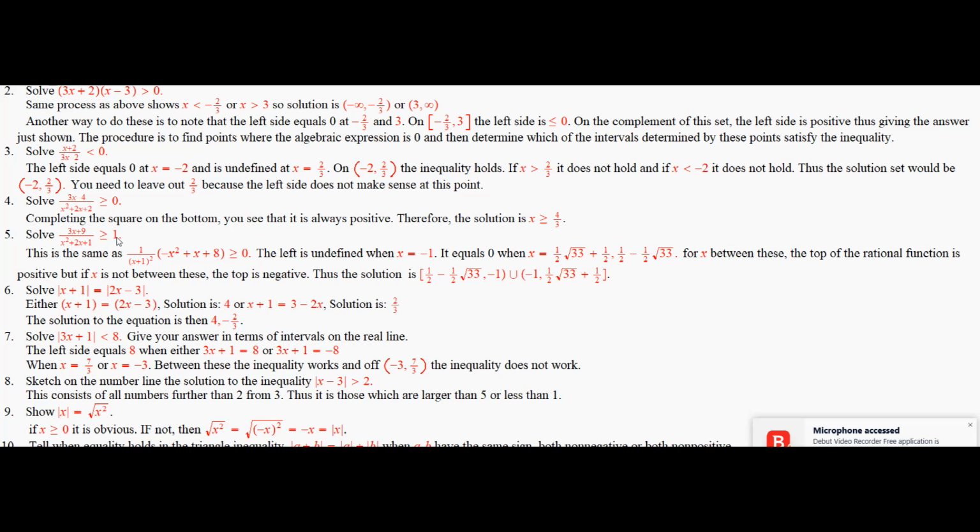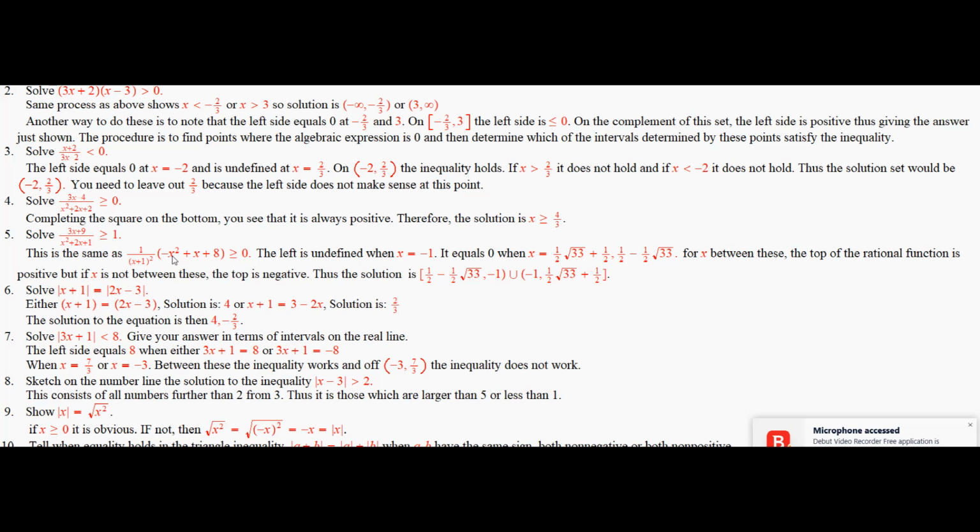Now let's look at this one here. There's a 1 here. I wish it were a 0. So I will subtract 1 from both sides and say that this is the same as this. So I need to find values of x where this is bigger than or equal to 0. Now the left side is undefined when x is equal to negative 1, because then you divide by 0. So whatever I end up with, I've got to leave out negative 1.